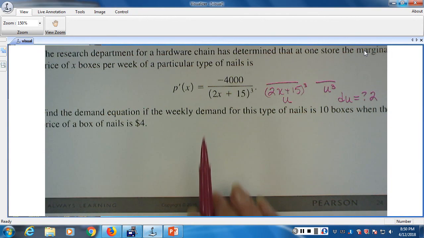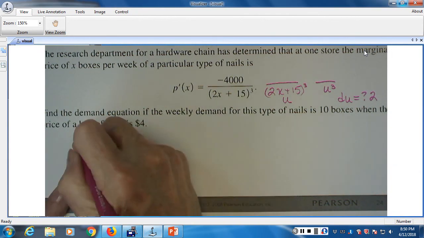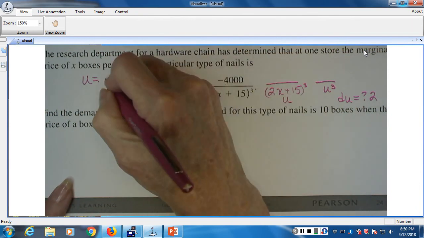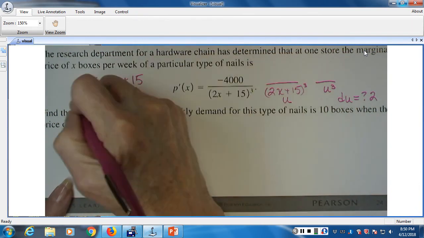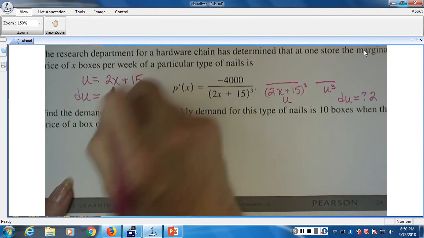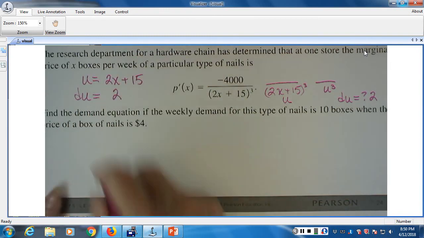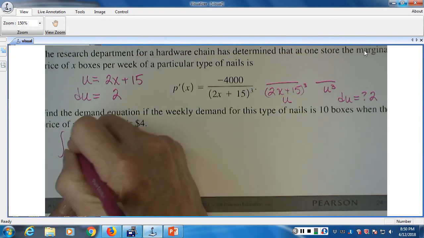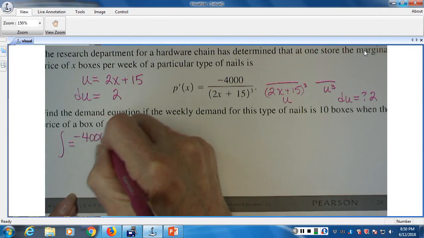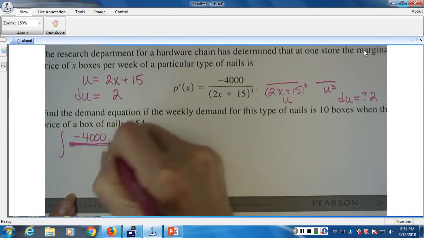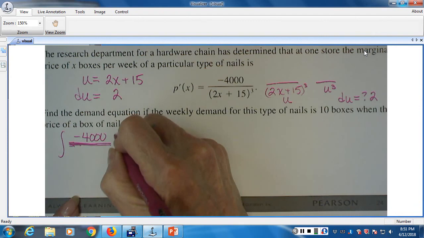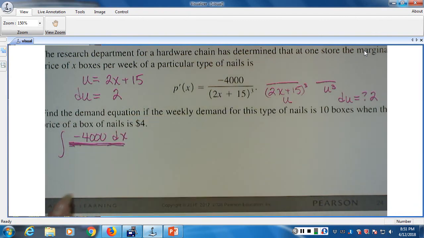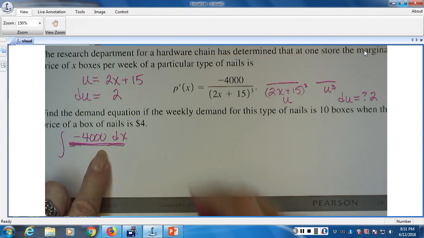What we need to do first, we're going to say let u equal 2x plus 15. And that means that du is equal to 2 dx. And then this integral that we're looking for becomes negative 4,000, and I'm going to pull the dx up there with that. There's what I'm hoping to turn into du, and then the rest of it is u to the third power.